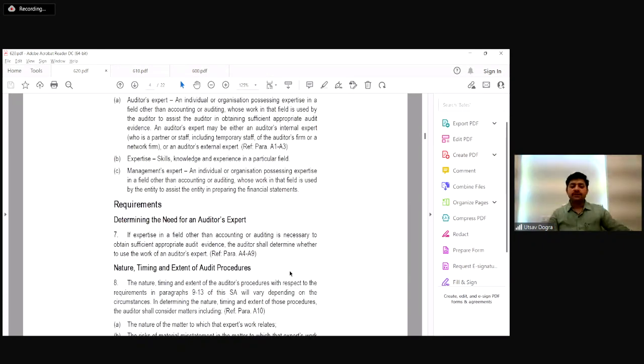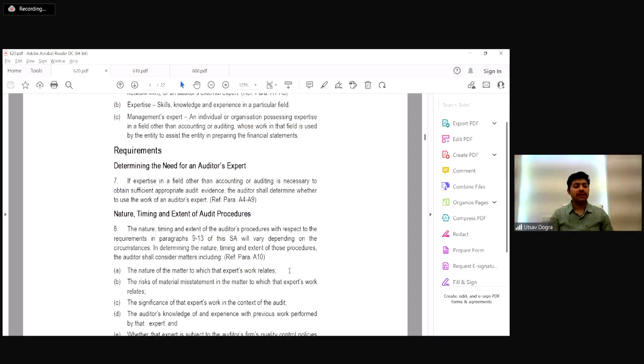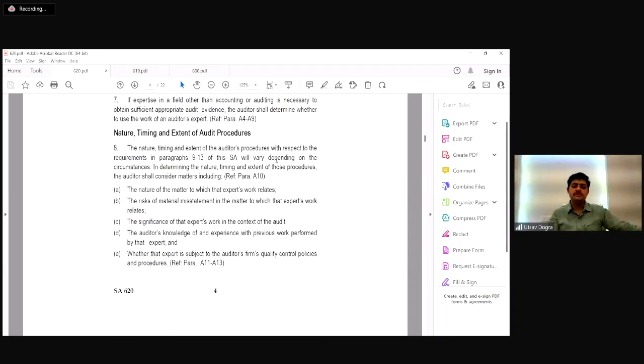Nature, time, and extent of the audit procedure. The nature, time, and extent of the audit procedure with respect to the requirement in para 9 to 13 of the standard will vary depending upon the circumstances. In para 9 to 13, we will discuss the NTE, or the substantive audit procedures that may be required. This para talks about the particular nature, time, and extent that may be required for relying upon the work of the other auditor.